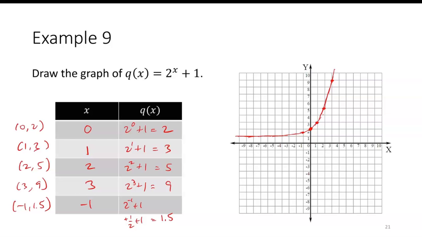So in this example, you can see on the left here, it was flattening out, so approaching horizontal. And the right side is getting steeper and steeper, so it's approaching vertical on the right.